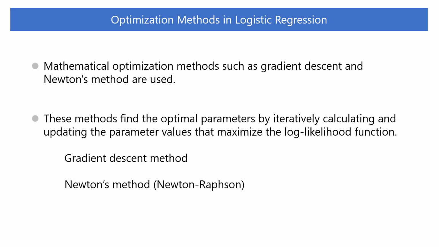Mathematical optimization methods such as gradient descent and Newton's method are used to find optimal parameters in logistic regression. These methods find the optimal parameters by iteratively calculating and updating the parameter values that maximize the log likelihood function. The gradient descent method calculates the gradient of the log likelihood function for a parameter and uses it to update the parameter. Newton's method uses the Hessian matrix for faster convergence. This chapter covers the gradient descent method.